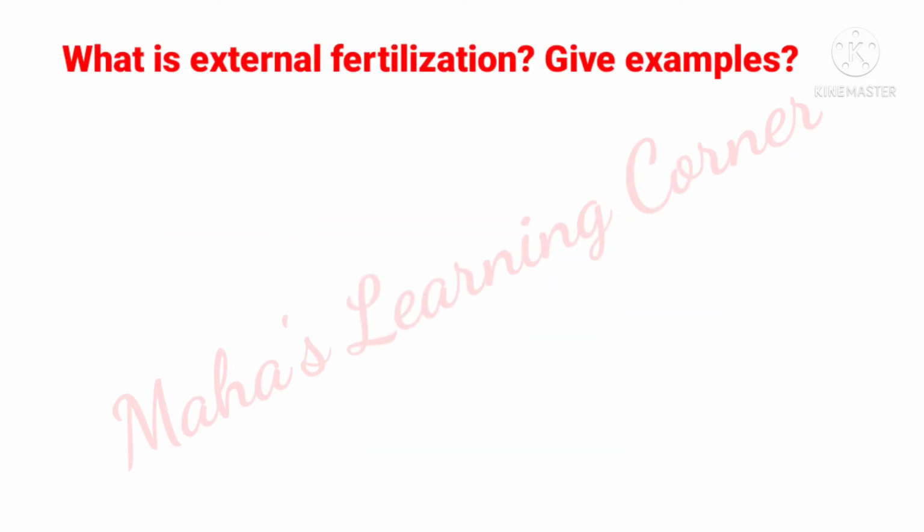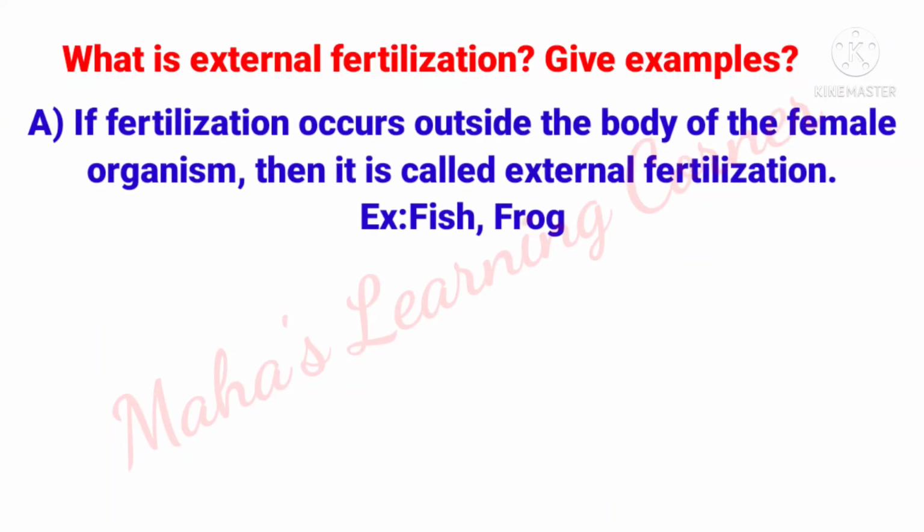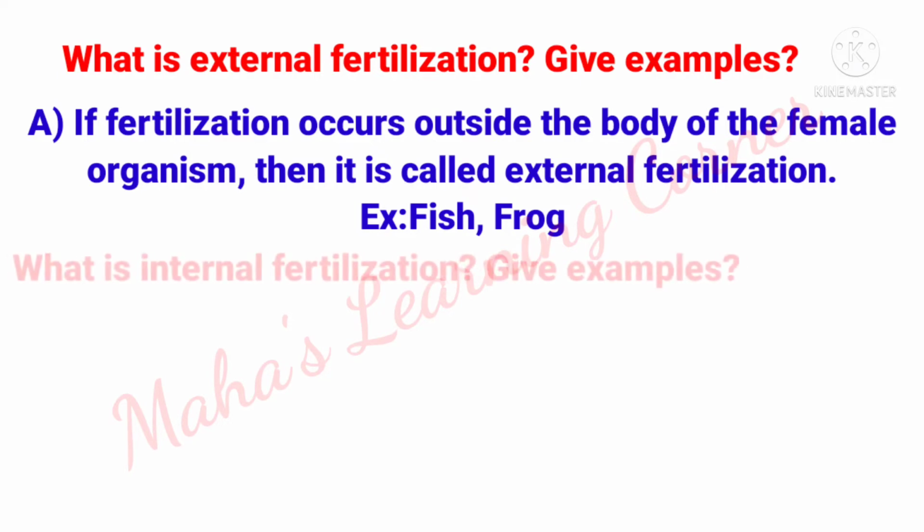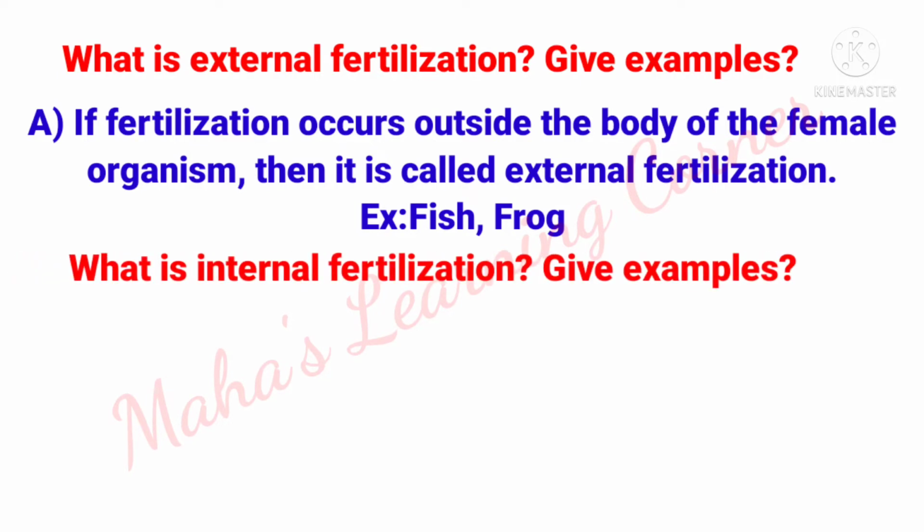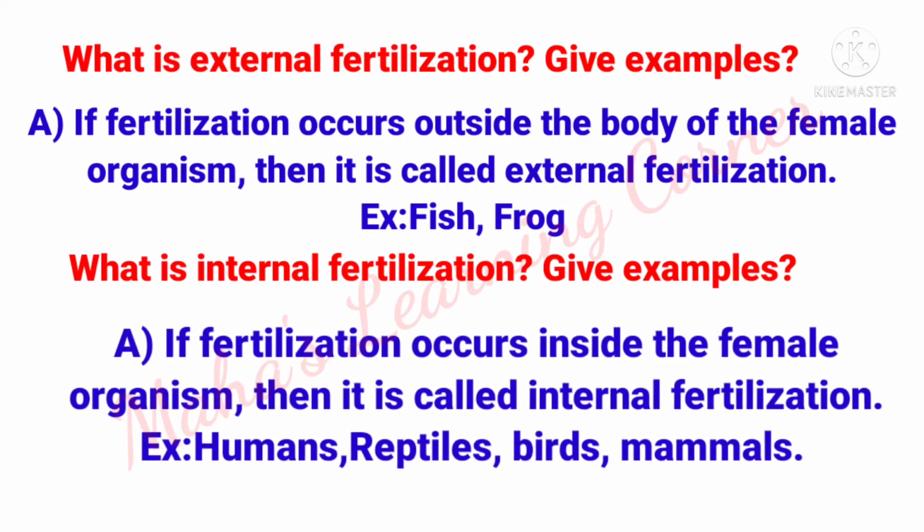Give examples. Correct answer, if fertilization occurs outside the body of the female organism, then it is called external fertilization. Examples, fish and frog. Next question, what is internal fertilization? Give examples. Correct answer, if fertilization occurs inside the female organism, then it is called internal fertilization. Examples, reptiles, birds, mammals, human beings.